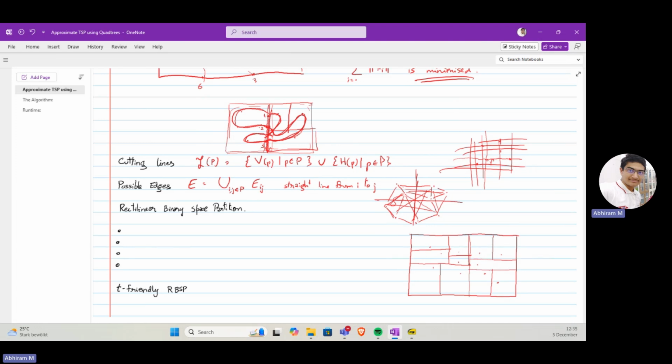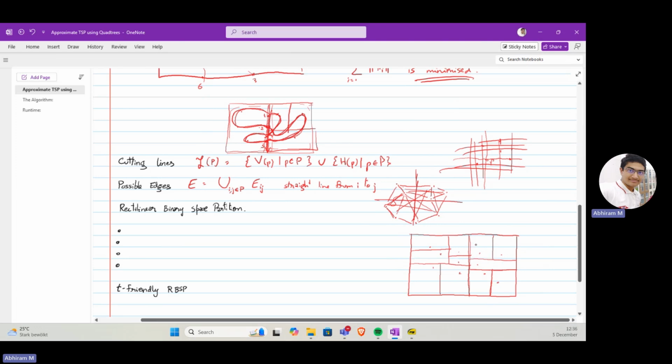So the first cut was this one, which gave me two rectangles. And then this rectangle again I cut here, which gave me two rectangles again. And then this rectangle I cut, and then this. So basically I just kept iteratively cutting rectangles to get a final set of small rectangles which contain 1 point each. So this is my idea for a rectangular binary space partition. It's basically the subproblems that I'm going to visit on the way while reaching the base case.